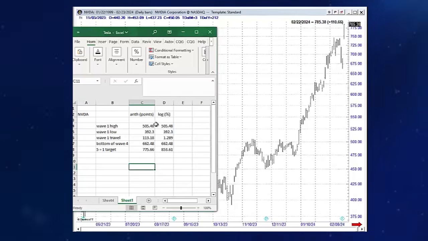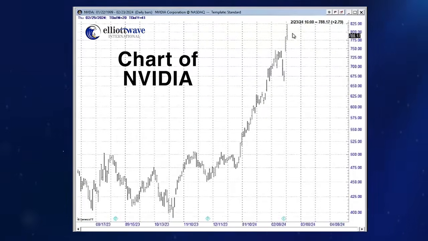All right, the semi-log. I'm not as good as I used to be, so same numbers, obviously, for the wave 1 high and wave 1 low, but you calculate the travel as a ratio, and it's just over 29%, so 1.289. You then apply that ratio to the bottom of wave 4, and you come up with a target of 853. So that's significantly higher, but closer as of today, where we got to a high of 825.